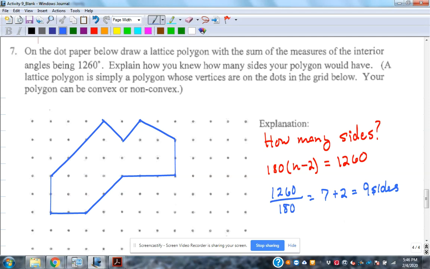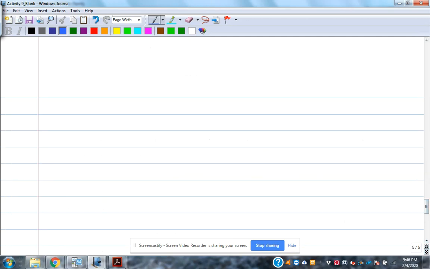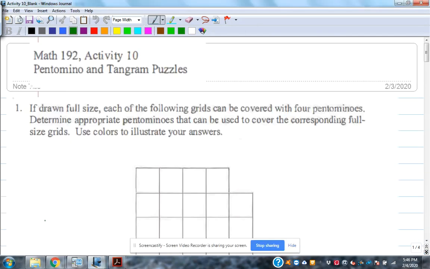All right, last thing is the Pentominoes and Tangrams. Okay, I'm gonna be honest, there's not a lot of teaching that can happen with me on this. One thing, we're out of time. The other reason is it's really spatial sense, and it takes just playing with them.